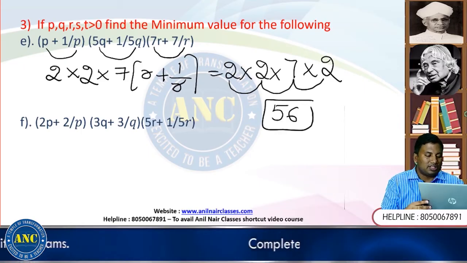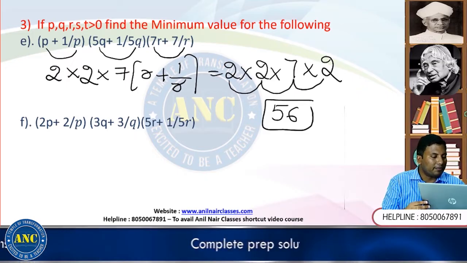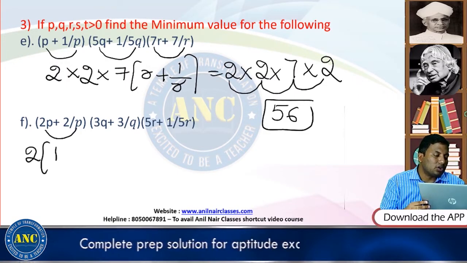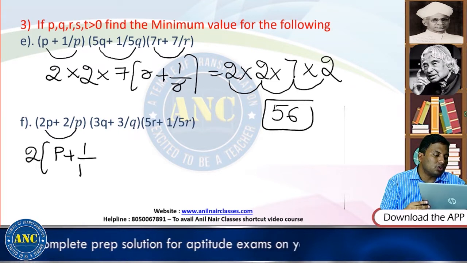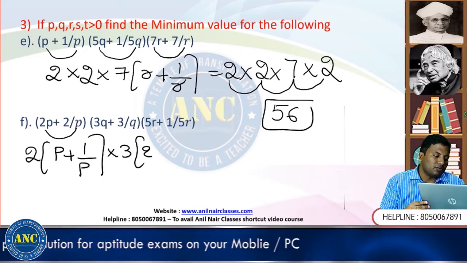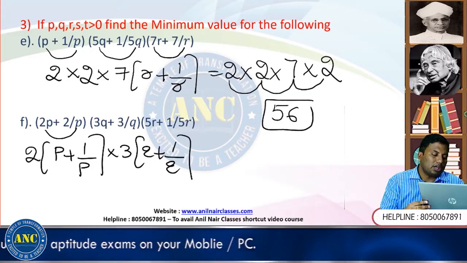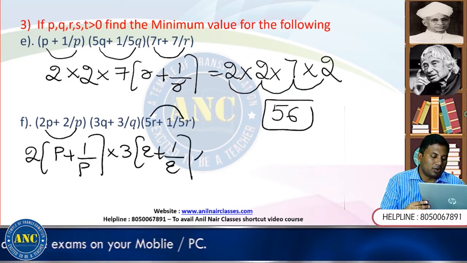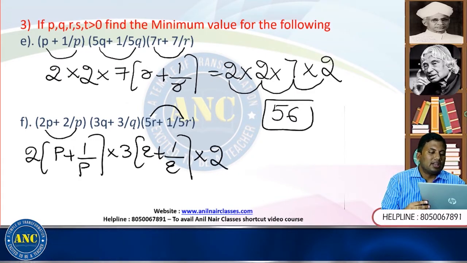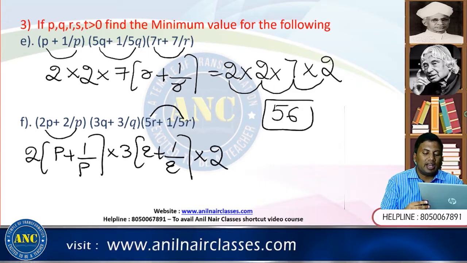28 2s are 56. I hope you got the idea. This is not a variable and its reciprocal. Take 2 common. So it is 2 into (p plus 1 by p) into 3 into (q plus 1 by q). Here, variable and its reciprocal, so it is into 2. Be careful, do not take 7r plus 7 by r directly as value 2.